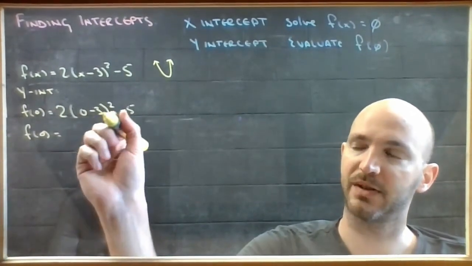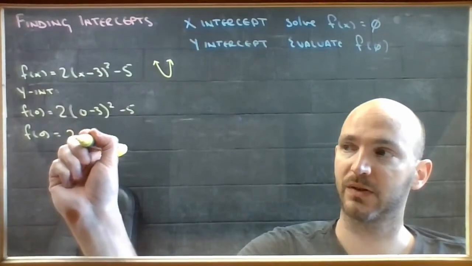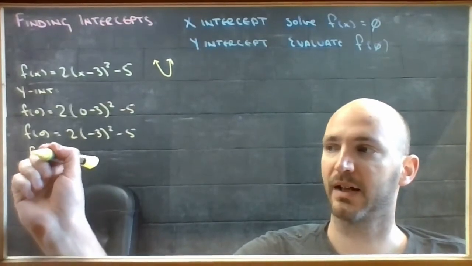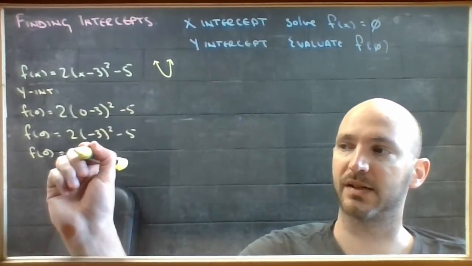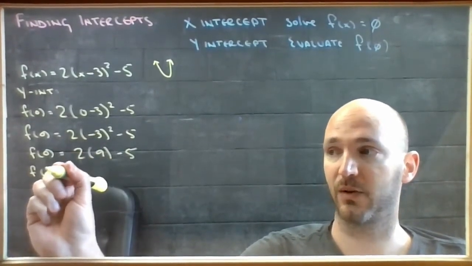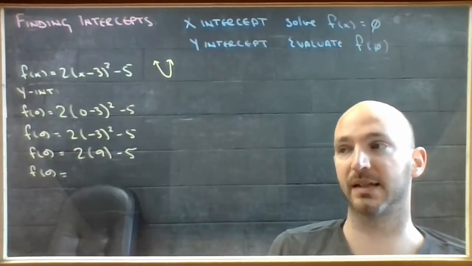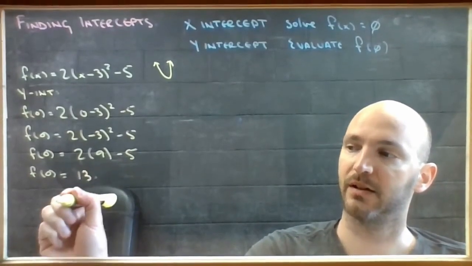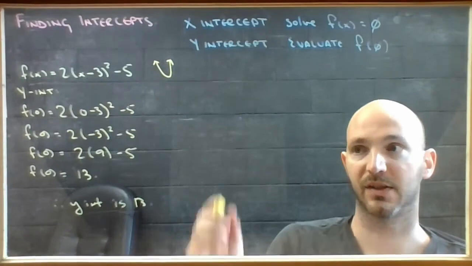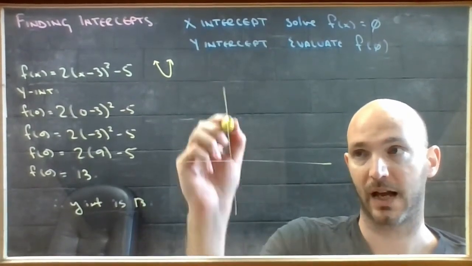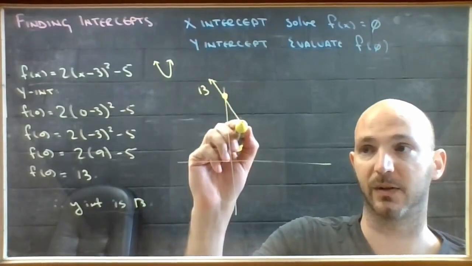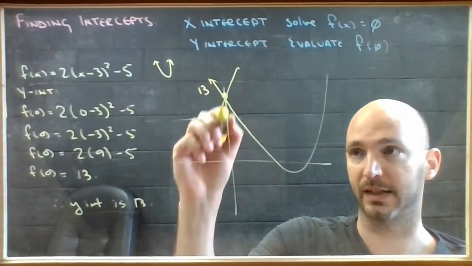Following our order of operations, I need to simplify the argument first. 0 minus 3 is negative 3. Once the argument is simplified, I execute the function. Negative 3 squared is 9. Now that the function is executed, I apply the external modifiers. 2 times 9 is 18. 18 minus 5 is 13. Therefore, the y-intercept of f of x is 13. So if I were sketching this, at 13 on the y-axis, this parabola has to pass through it. So it either looks like that or it looks like this, one of the two.